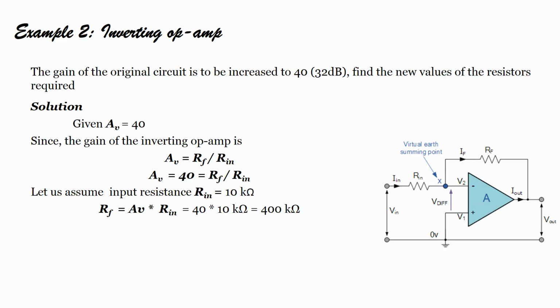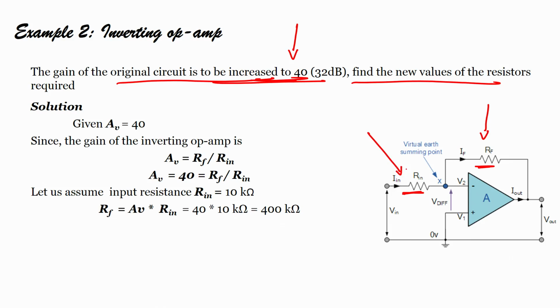Let us see one more example. For the inverting amplifier, the gain of the original circuit is to be increased by 40 dB. Find the values of the resistors. See, we are not given the values of the resistors. Now, what is given? That we have to increase the gain to 40 dB. So, what will be the values of these resistors? That is the question.